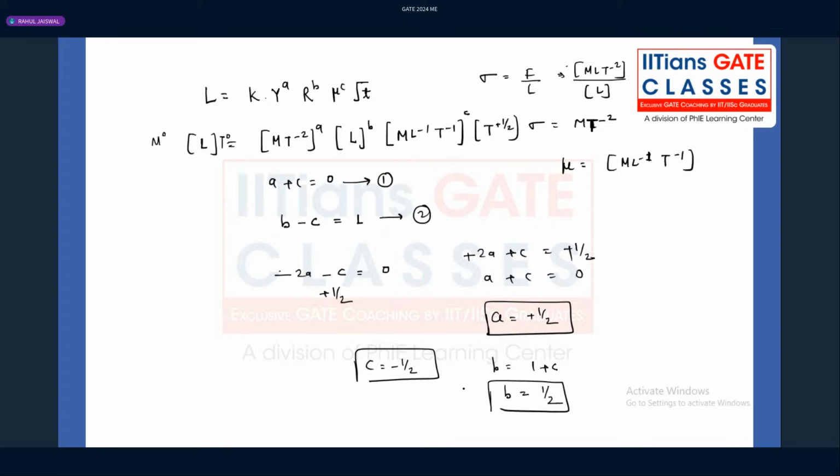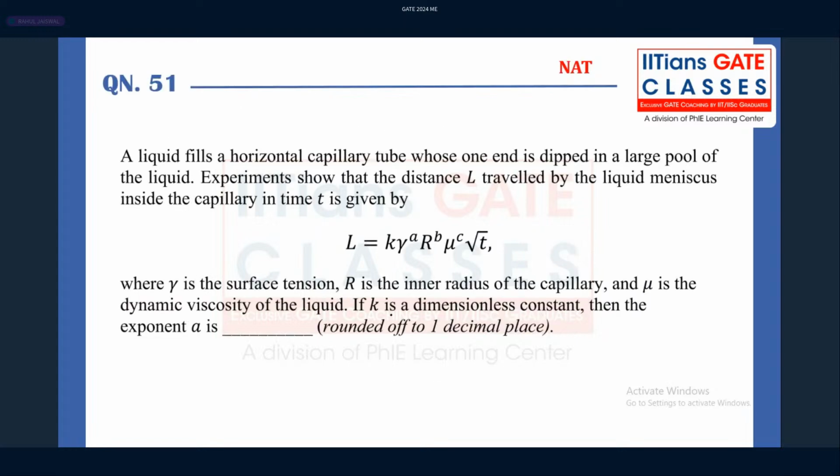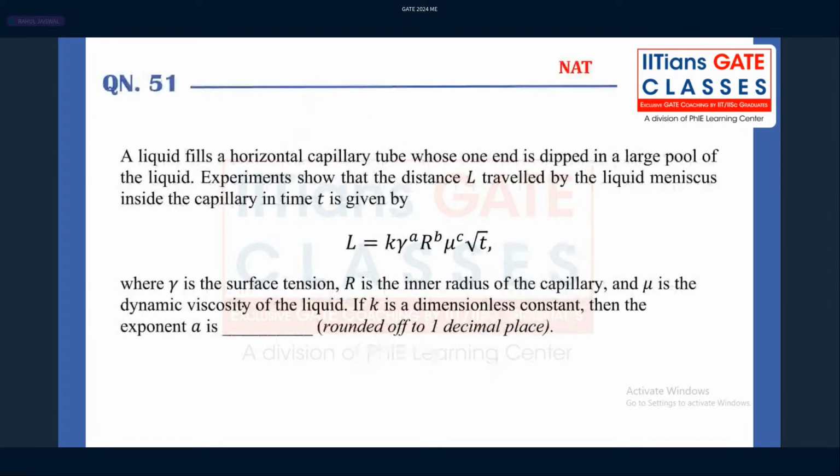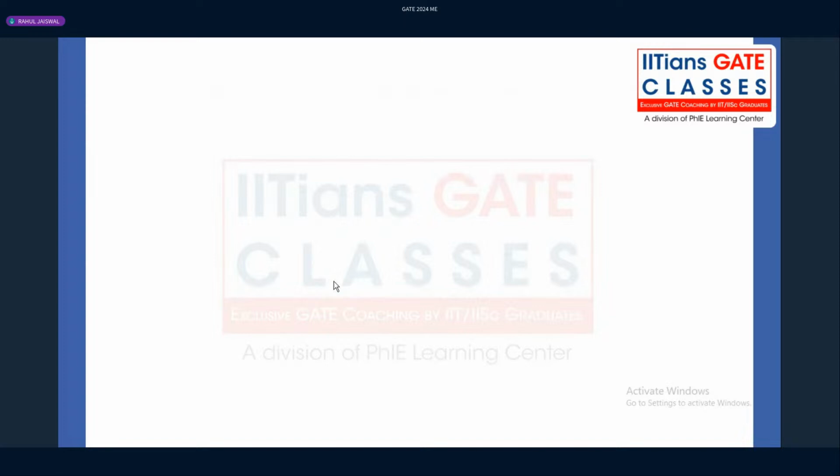So what are they asking? They are asking, r is the inner radius and k is dimensionless, then what is the exponent a? What is the exponent a? Half. 0.5 is correct. So that is all about this fluid mechanics session, guys.